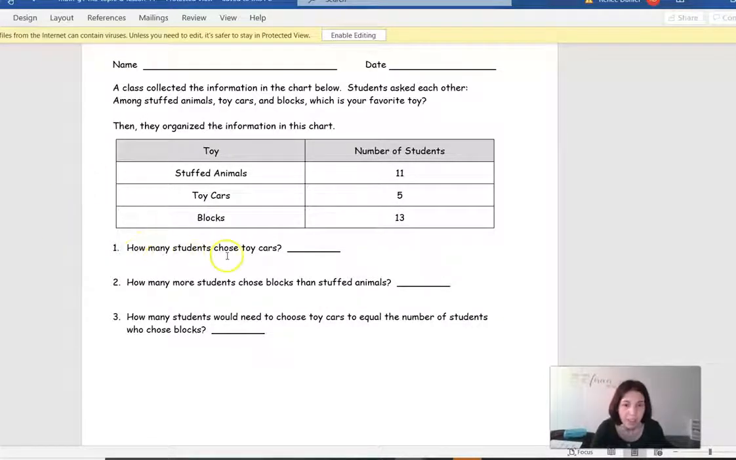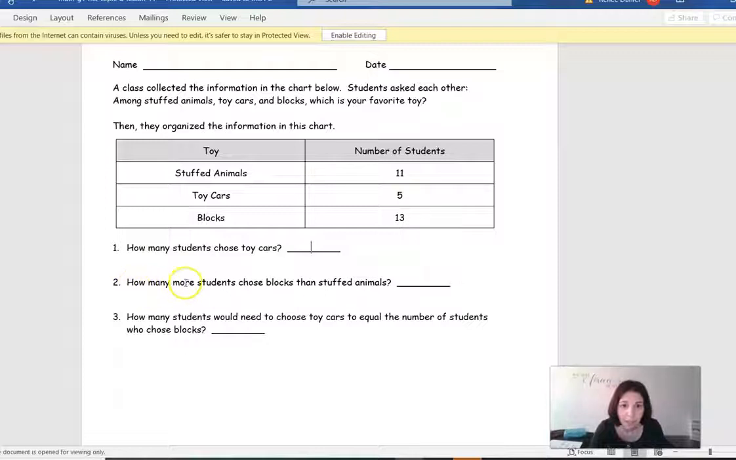Now, let's look at the questions. How many students chose toy cars? So what do I need to do? I need to go up to toy cars right here, and slide all the way over to see how many chose toy cars. 5. Very good. So we would write a 5 here.